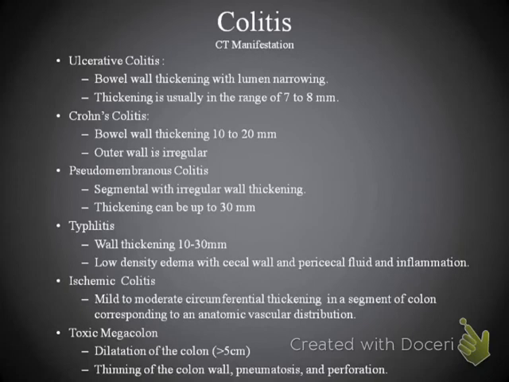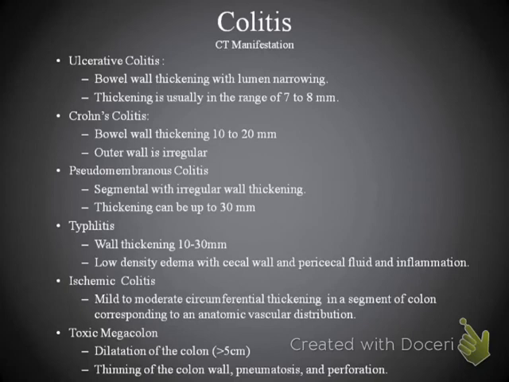In Crohn's colitis, we have bowel wall thickening of 10 to 20 millimeters, so 1 to 2 centimeters, virtually mirroring what Crohn's actually looks like. We see that the outer wall is irregular. It's not nice, smooth, rounded, but a little different in shape and size. Pseudomembranous colitis: segmental with irregular wall thickening. Thickening can be up to 30 millimeters, so basically 3 centimeters.